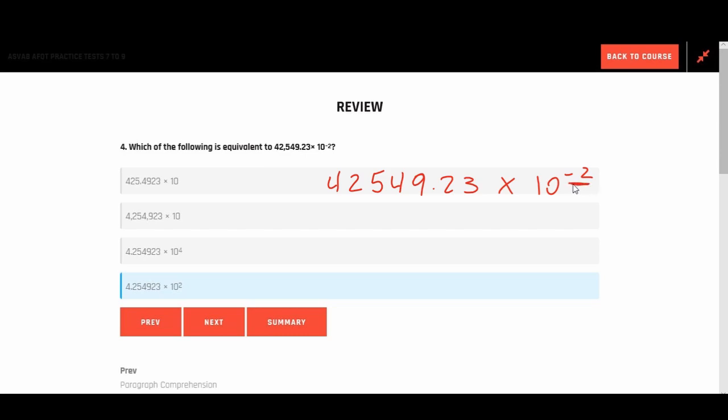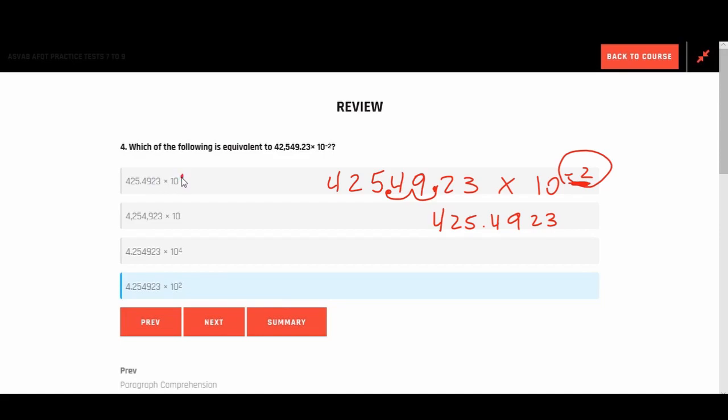Whenever this exponent is negative, it's going to shift this decimal to the left however many times the exponent says. So it's 1, 2. So in other words, 42,549.23 times 10 to the negative 2 is 425.4923. Okay? Unfortunately, that's not one of our answer choices, so we have to work these out.